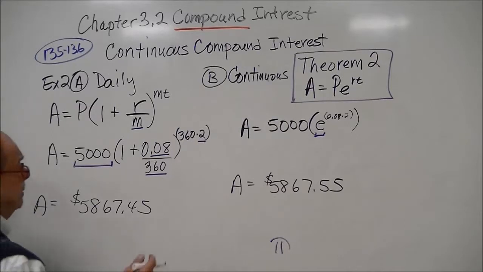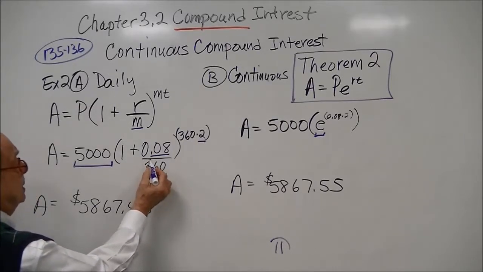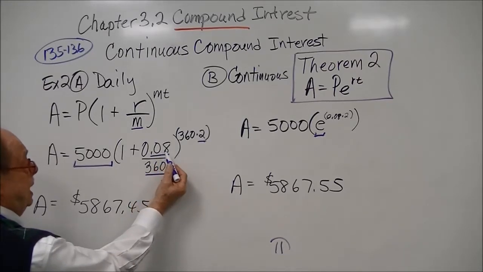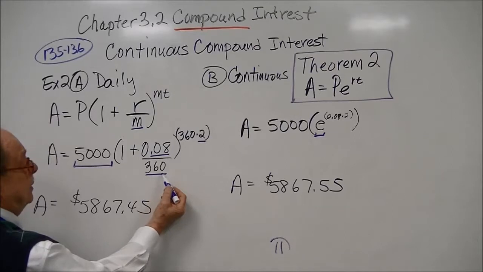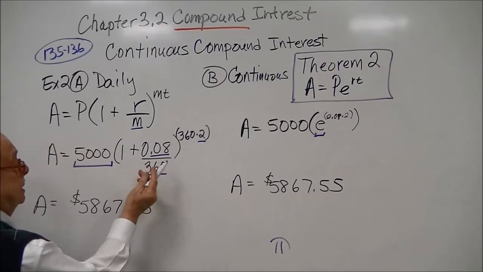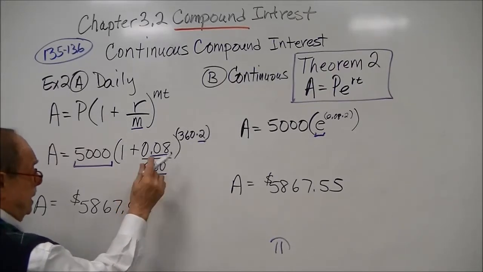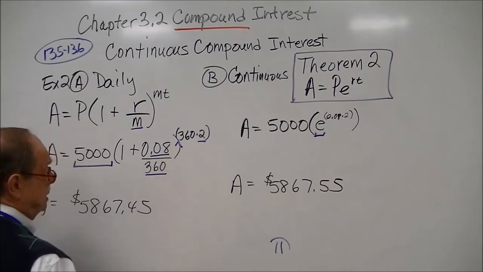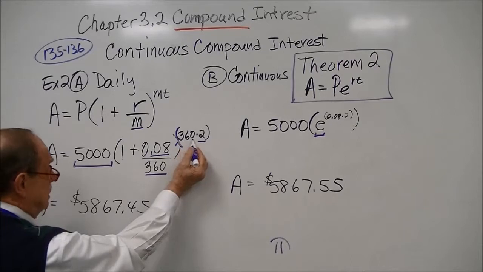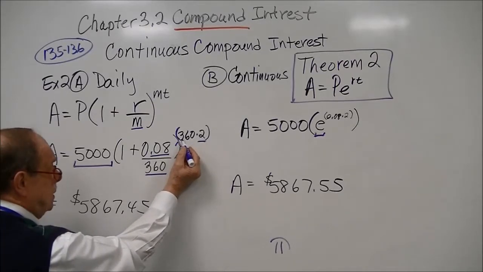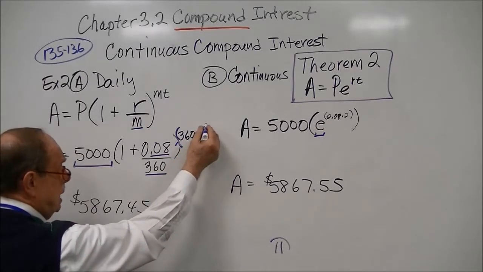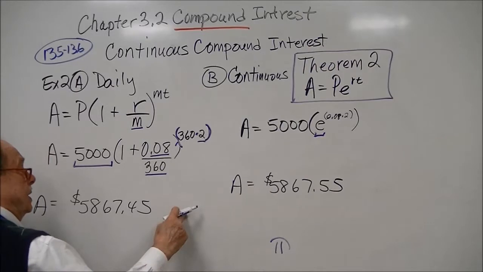Well, the first thing I would do is this inner division. I would go 0.08 divided by 360. Then I would add 1 to it. That would be in my calculator. I would then go caret, and I would use a parenthesis. So you don't have to multiply this ahead of time. You could just go 360 times 2, end of parenthesis, and I would hit enter.